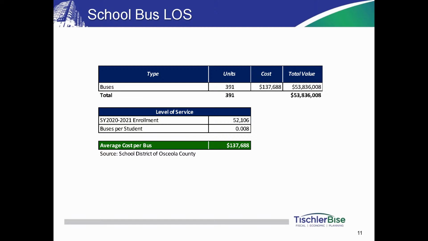So maybe we should continue on, and if we want to revisit this slide, we can do that as we go forward. The next cost component is for your yellow fleet or the school buses. We have a current inventory of 391 buses, and the average replacement cost is about $137,500. When we look at your current enrollment versus the bus fleet, we get our level of service standard, and then we have an average cost of $137,688.